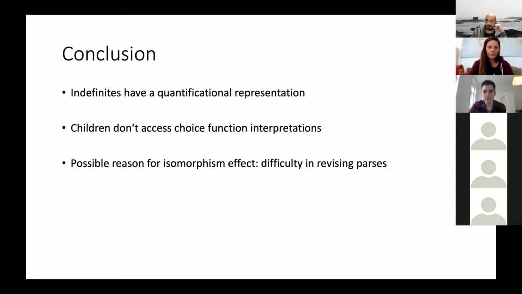Lidz and Musolino also raised the question of what could be the possible reason for this behavior. The reason can't be a grammatical deficiency, because children are able to access the mechanisms that are required by the quantificational expressions. So they can use quantifier raising, for example, in unambiguous sentences without negation. Here, children apply these mechanisms just like adults do, as Julia pointed out before in her presentation. So the reason for their preference for surface scope might be the fact that they simply have difficulty revising parses. This is supported by several facts.